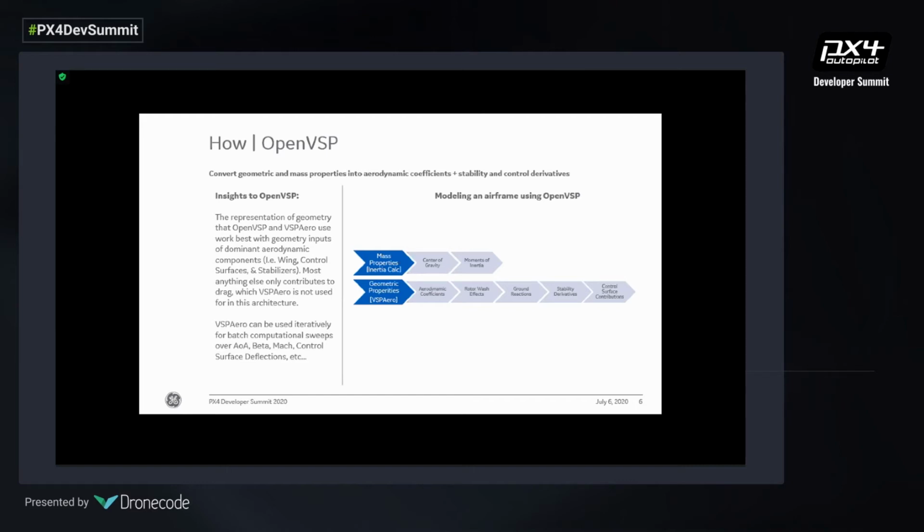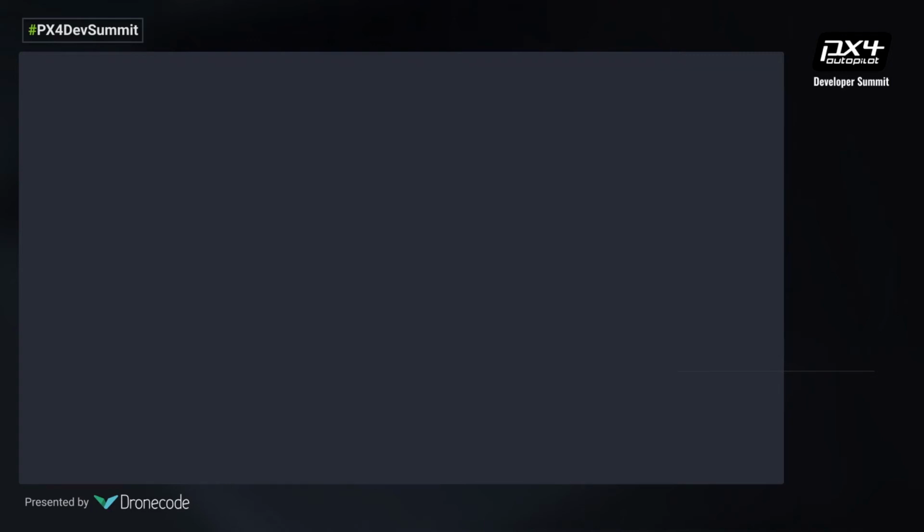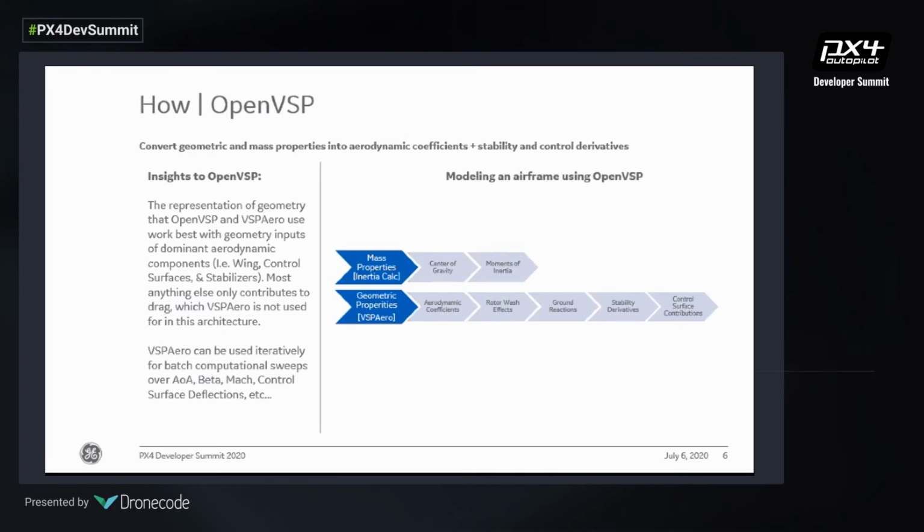So with that geometric model, we were able to iteratively run VSP Aero. So you can do computational sweeps over varying flow conditions. So your angle of attack, your sideslip angle, Mach number, control surface deflections, etc. So we were able to pull out the aerodynamic coefficients, ground reaction forces, stability derivatives, even model rotor wash effects as well.